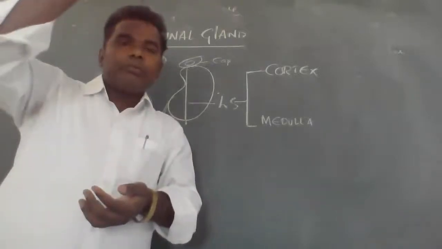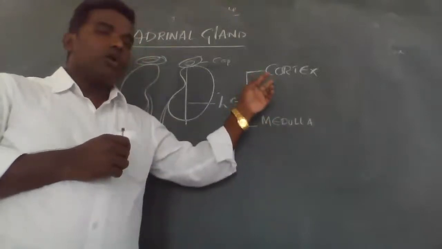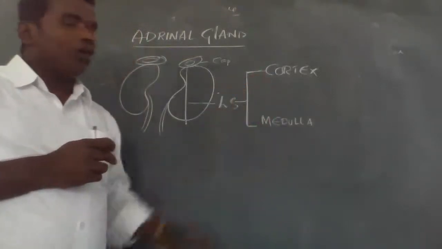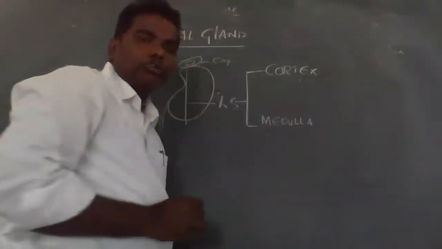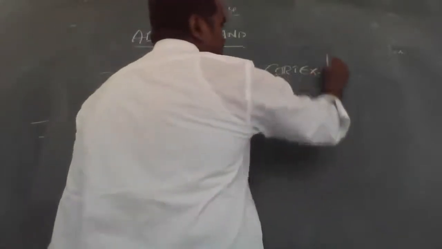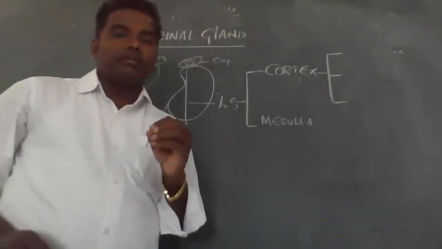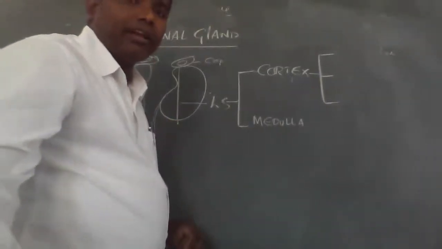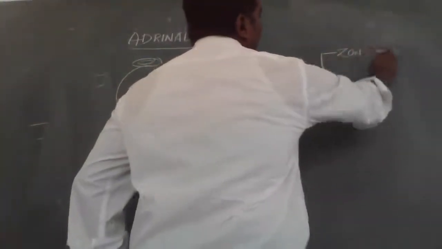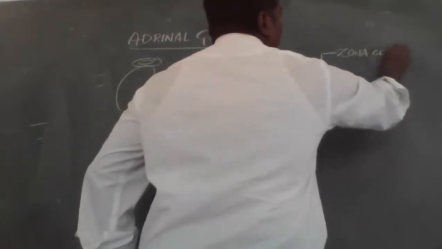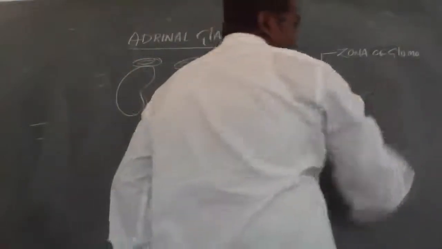Very important: when the adrenal gland is dissected with the longitudinal section, totally two parts will occur. One is cortex, second one is medulla. In the cortex, mainly three zones are there. What are the zones? You know very well. The zones are called zona glomerulosa.